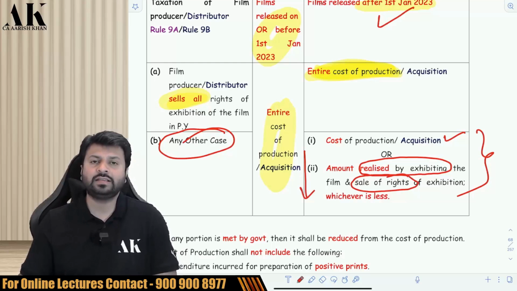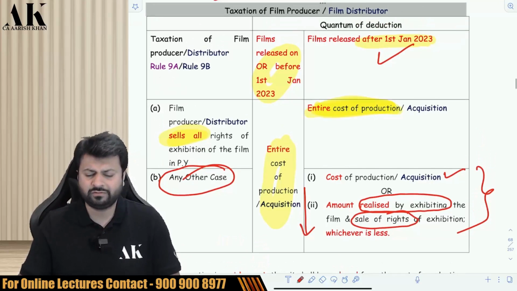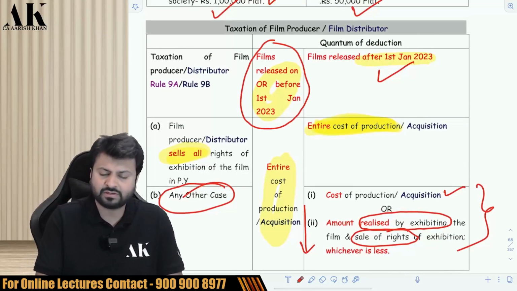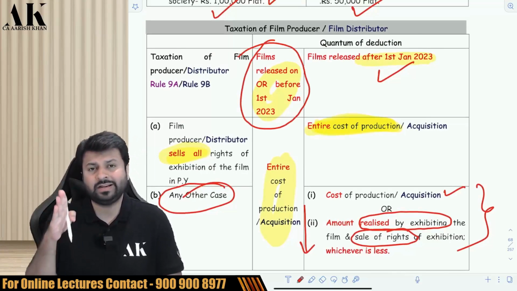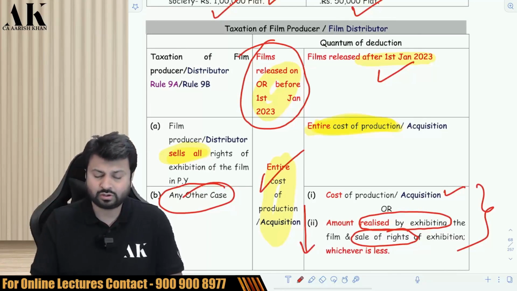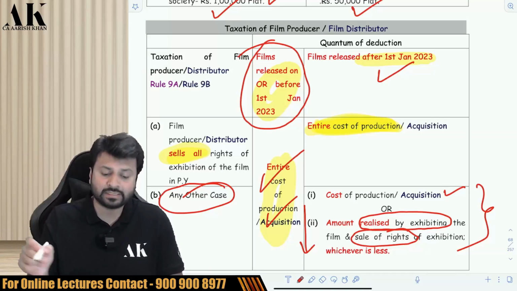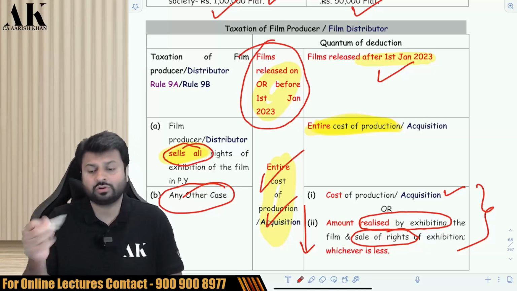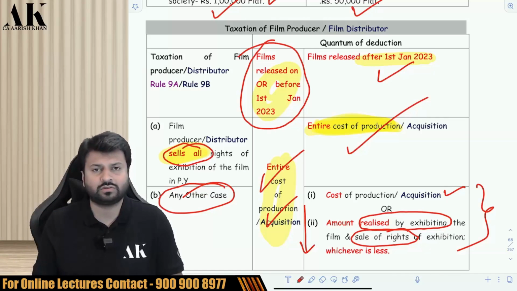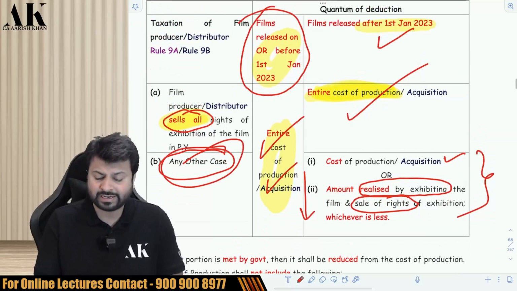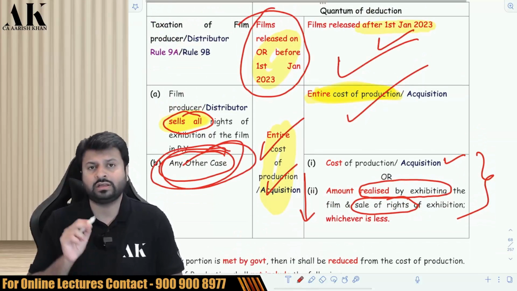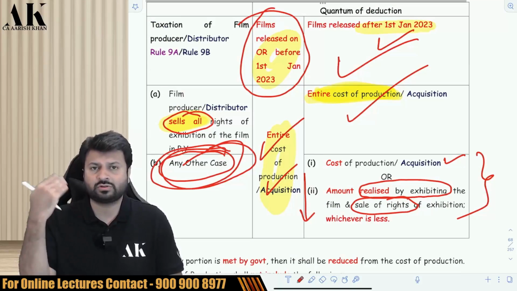So if the film is released, be very careful. You have to be very careful with the release date. If the film is released in the first 9 months approximately till 1st Jan 2023, then close your eyes and take entire cost as deduction. If the film is released in last 90 days and all the rights are sold, then also close your eyes and take the entire cost as the cost of deduction. If the film is released in last 90 days and you have not sold all the rights, you have sold some of the rights, the rest will be sold in the next year.